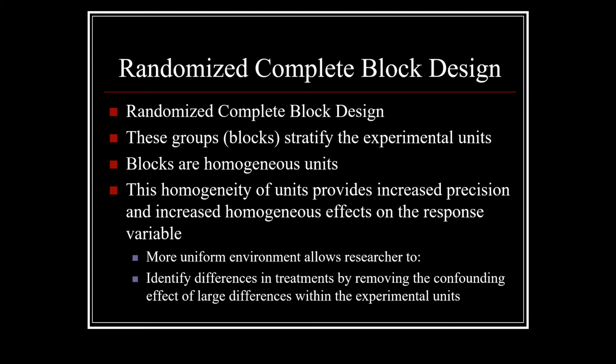In other words, we could look at, for our different field levels, our top level is one block, our slope level is one block, and then our bottom level is one block. If we're talking about our areas, well, different areas would be different blocks. This homogeneity of units provides increased precision and increased homogeneous effects for our response variable. In other words, we have more uniform environment, and this allows us to identify differences in treatments by removing the confounding effect of large differences within our experimental units.